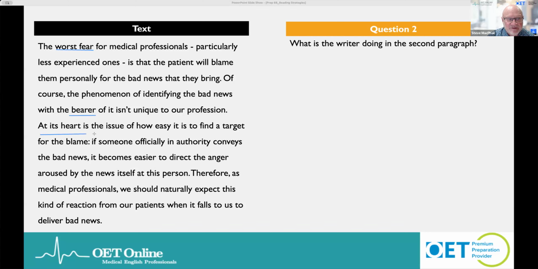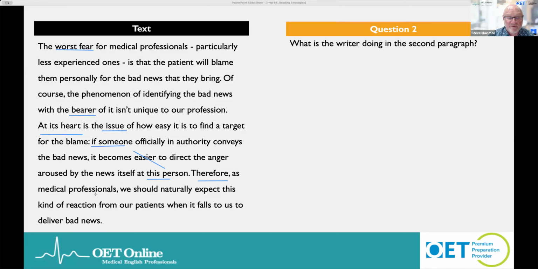At the heart, the center, this is the main idea, is the issue of how easy it is to find a target to blame. If someone officially in authority conveys the bad news, conveys, to tell, it becomes easy to direct the anger aroused by the news at this person. That's a link. Therefore, watch out for this word.